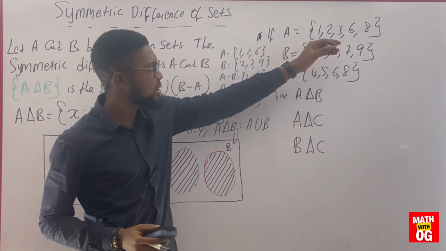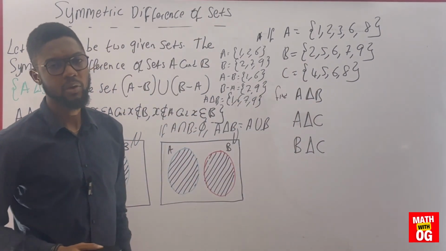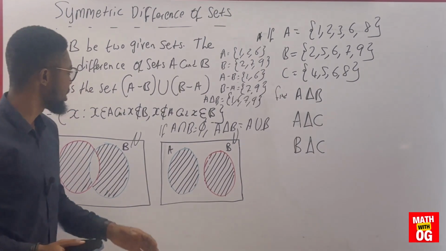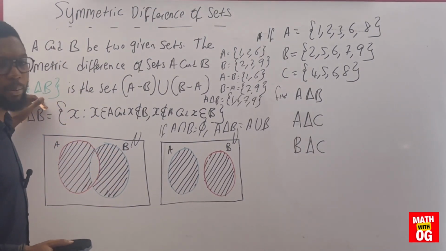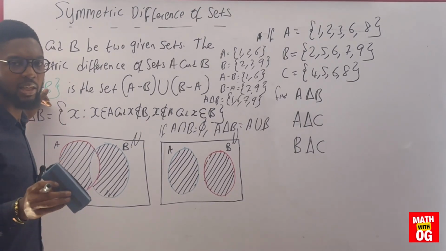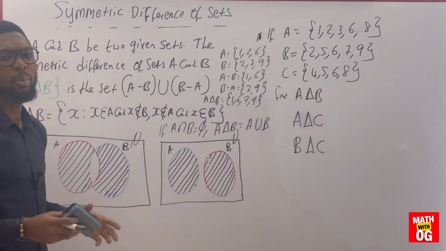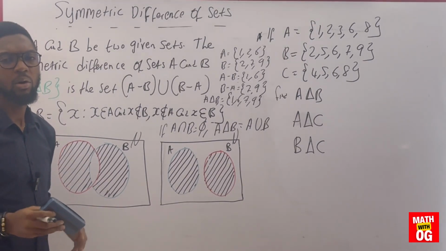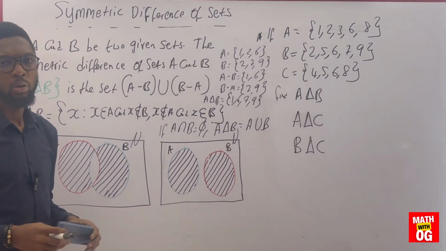A is equal to this set, B is equal to this set, C is equal to this set. Find the symmetric difference of A and B. And lest I forget, remember that the symmetric difference of A and B is the same thing as the symmetric difference of B and A. That means symmetric difference, this operation, is commutative. So we'll talk more about what commutativity means in an operation when we move on to binary operation.